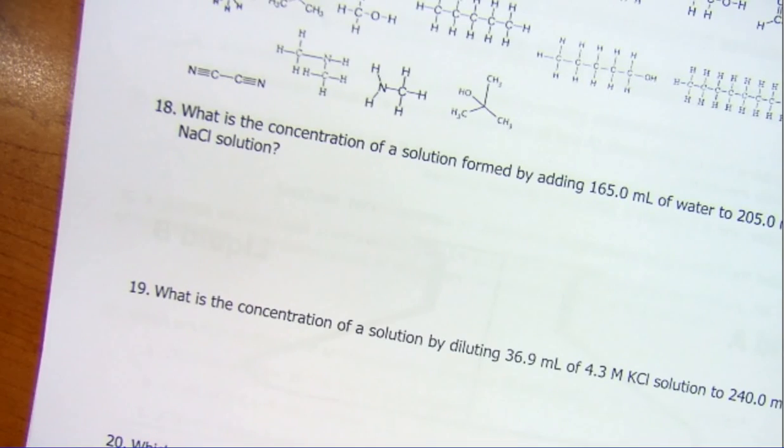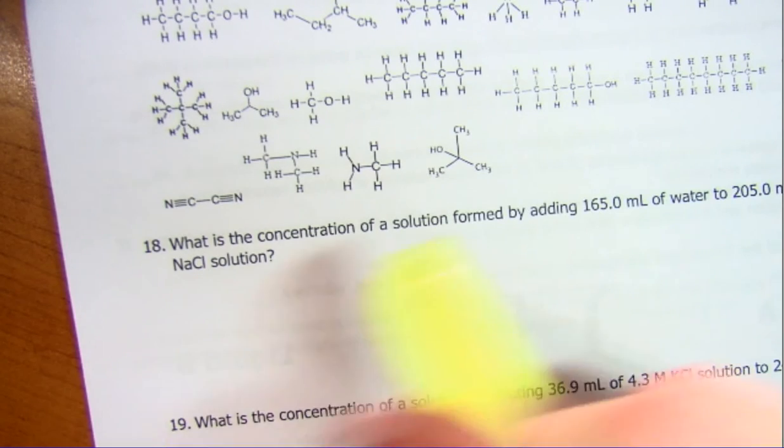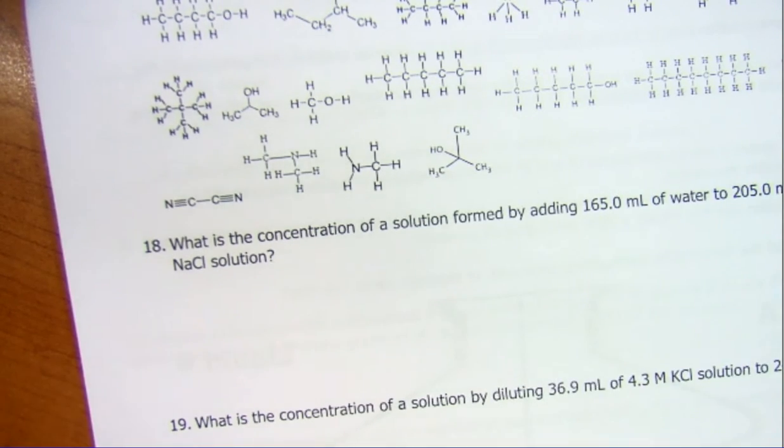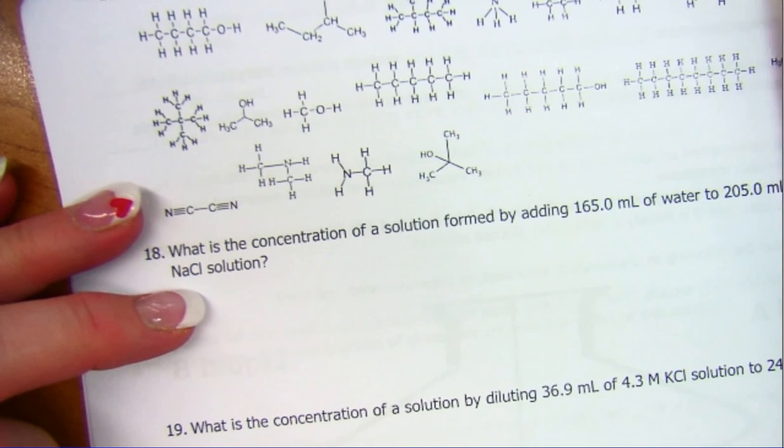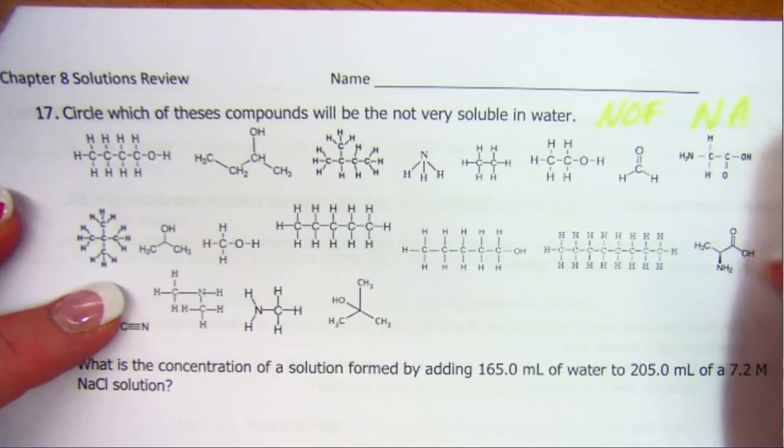All right, moving on. I'm going to change colors for a minute because I'm getting tired of that color. Circle which of the ones are not very soluble in water. Again, we're looking at NaOF and we're looking at NaGSAG. Let's get this so you can read it.